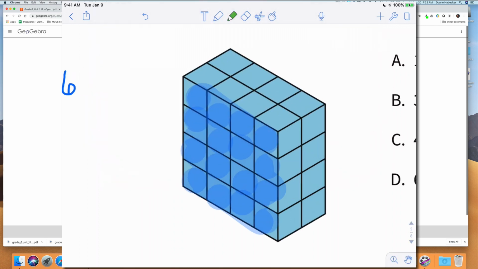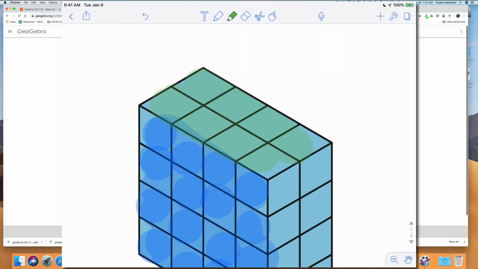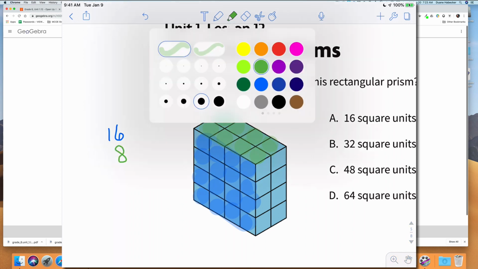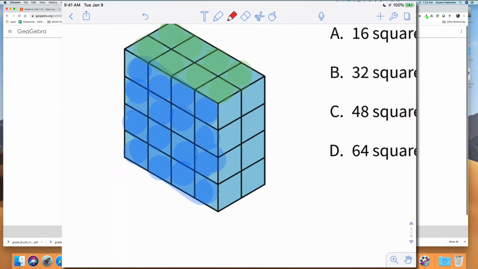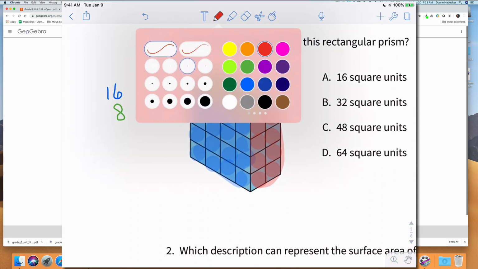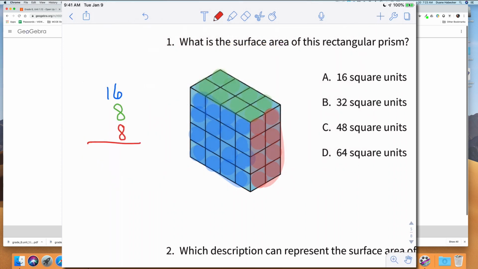Let's do the green for the top. So that top is up here, and that's going to look like 1, 2, 3, 4, 5, 6, 7, 8. So that green has an area of 8. And then we could do the red as this face right here, and that has an area of 1, 2, 3, 4, 5, 6, 7, 8. So that has an area of 8. And so those are the three sides that are visible. So we're going to add that together. 16 plus 8 plus 8 is 32.